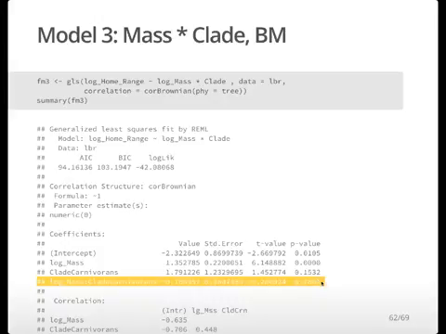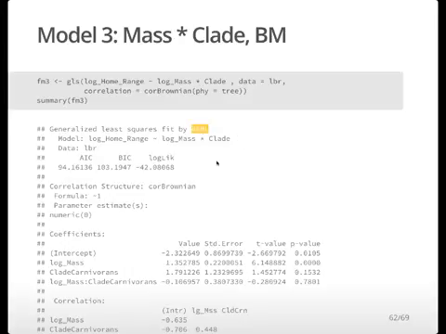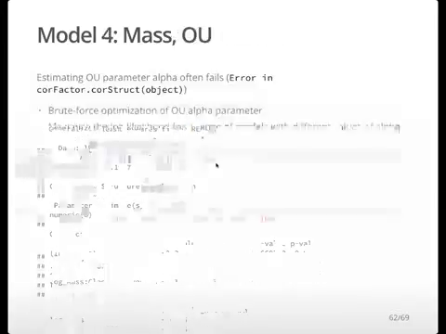But that doesn't work as soon as we start doing different evolutionary models, because they become not nested anymore, and we can't do that. And if we were going to do that, we would probably not fit them by REML. We'd fit them by maximum likelihood. But if we use AIC, then everything should be fine.